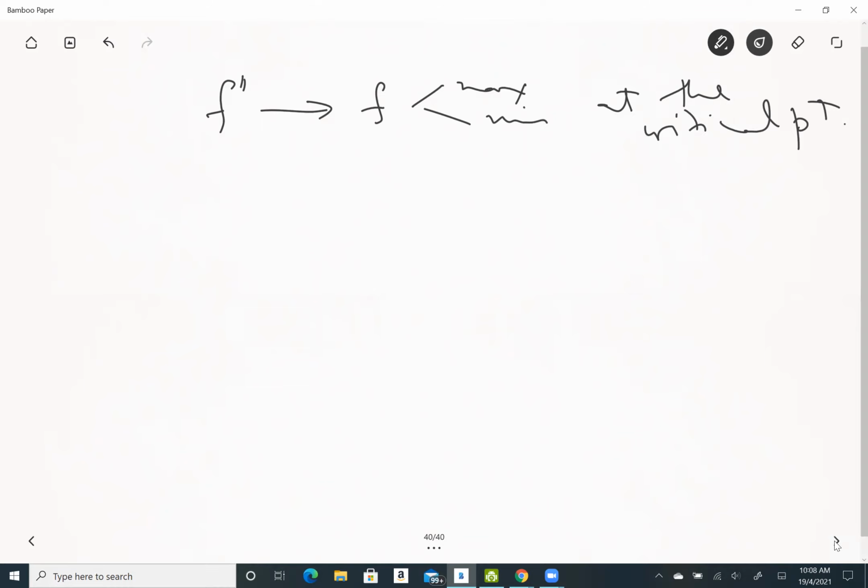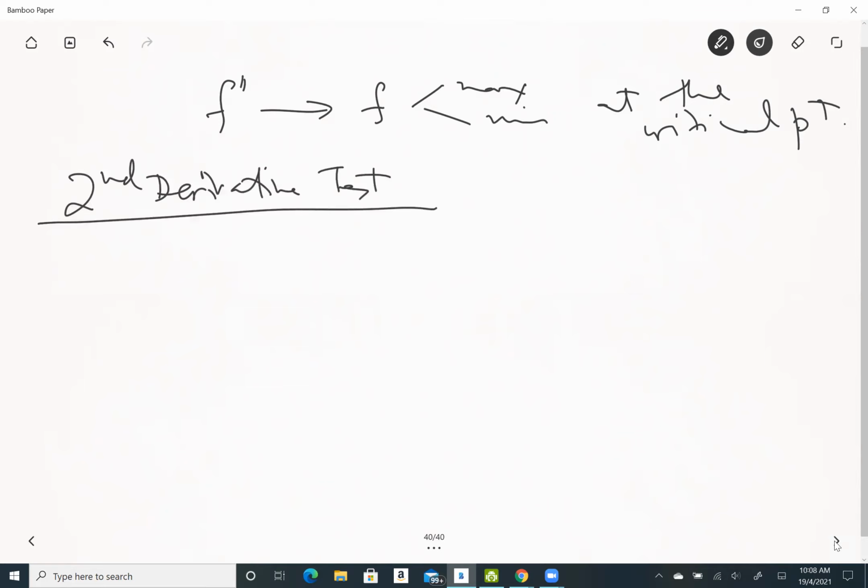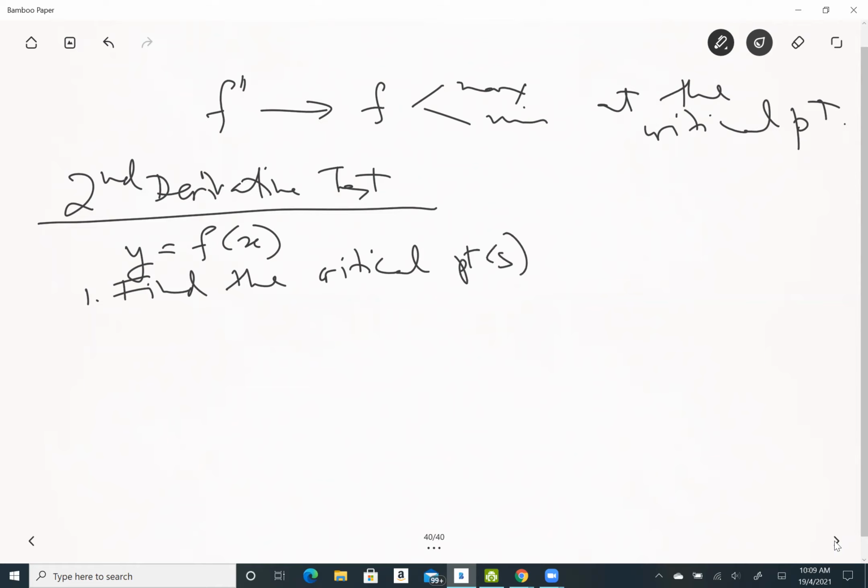All right. Now the second derivative test is the following. We consider a function y equal to f of x, and of course, this function is differentiable. What you want to do first is find the critical point or points, if there are more than one. Of course, we are taking the first derivative, that means y prime equal to f prime of x equal to zero. Now say the critical point is at x zero, y zero.